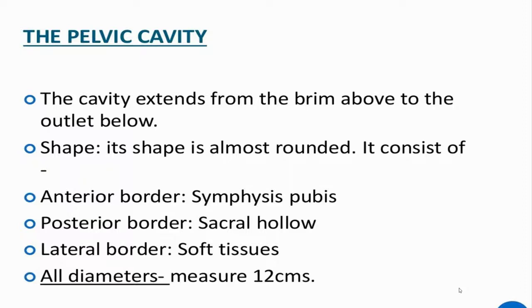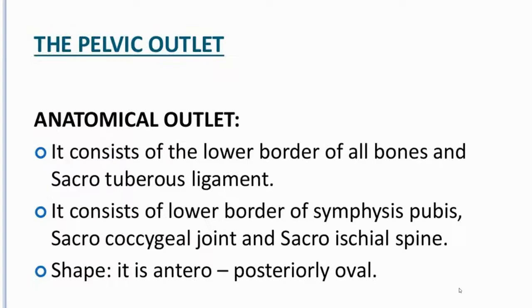Pelvic cavity: it extends from the brim above to the outlet below, and the shape is almost rounded. It consists of the anterior border made by the symphysis pubis, the posterior border made by the sacral hollow, and the lateral border by the soft tissues, and all diameters measure 12 centimeters.